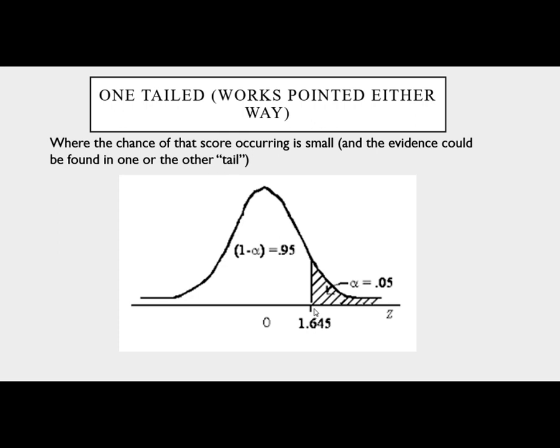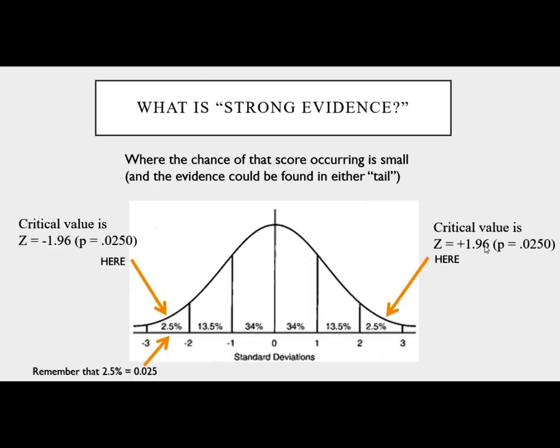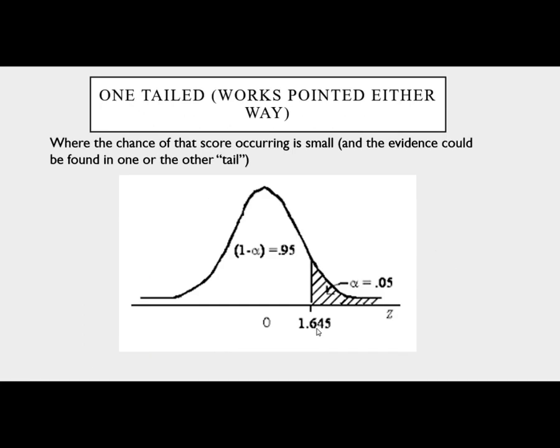And here, instead of the critical value being 1.96, it's 1.645, because now it's not 0.025 plus 0.025. Now we have all 5%, or 0.05, of the probability in one of the tails, and so that changes our z-score slightly. So now if I had a z-score of 1.7, I would be to the right of this cutoff value of 1.645, and I would say, yep, reject the null.